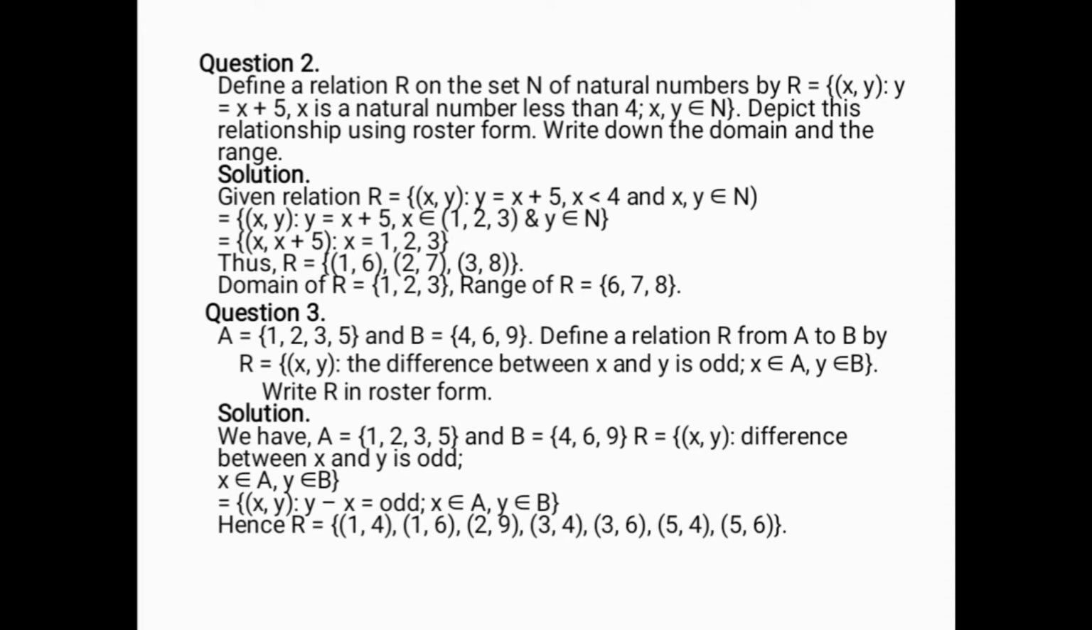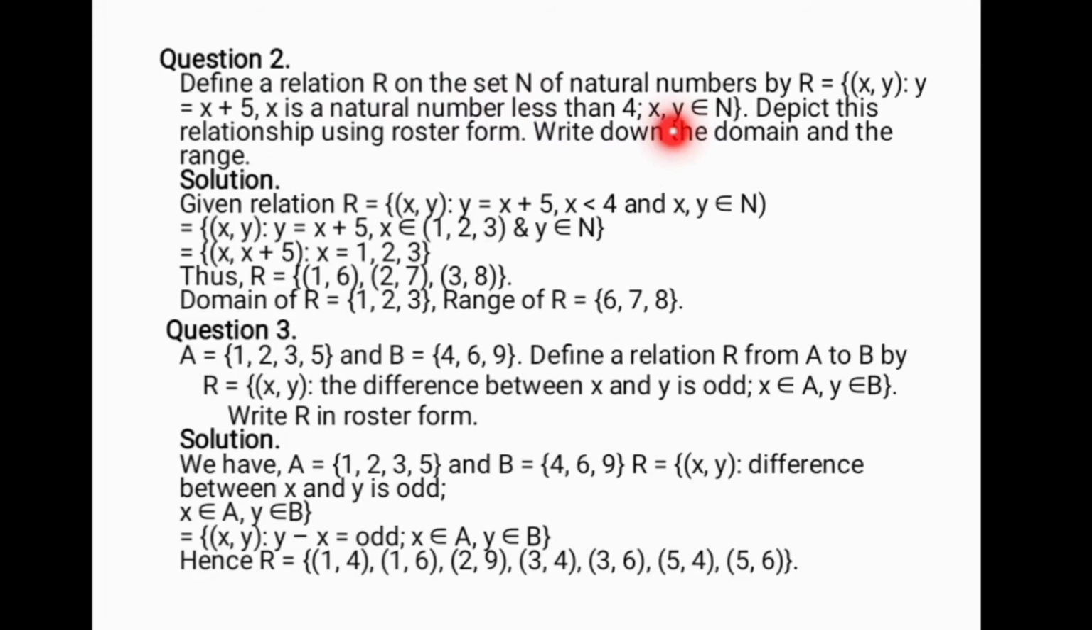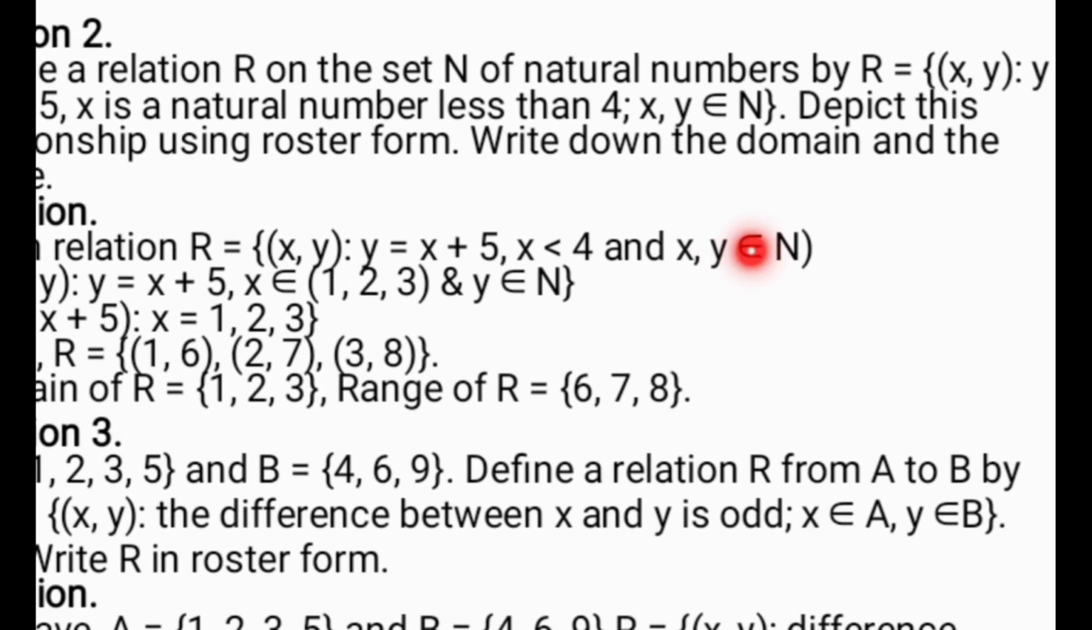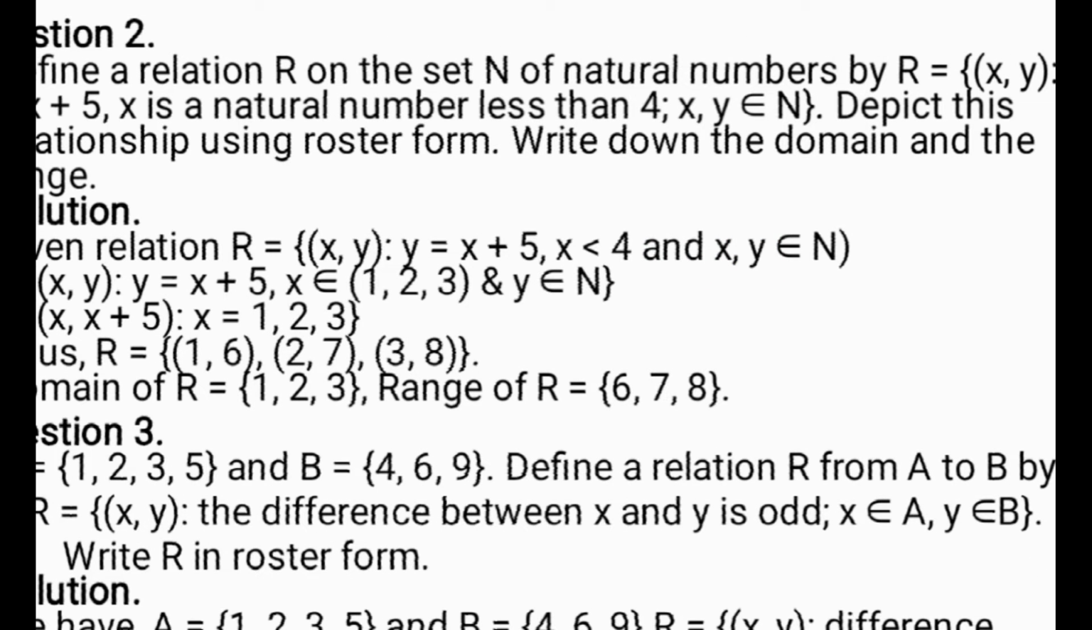Like that, second question. Define a relation R on the set N, where N is the natural numbers. R = {(x, y): y equal to x plus 5}. This is the condition. x is a natural number less than 4, and (x, y) belongs to N. Depict this relationship using roster form. Write down the domain and the range. So we have to write the roster form, and find the domain and range.